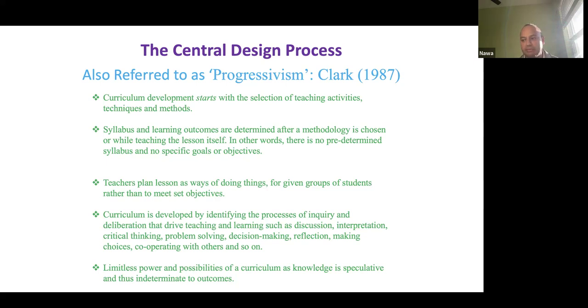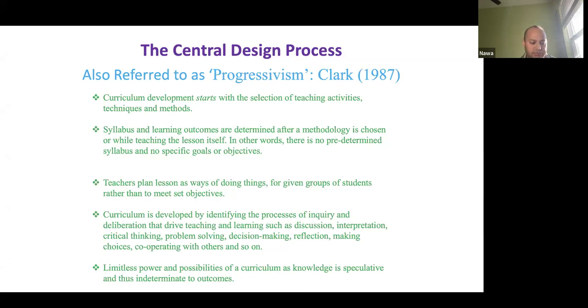That means the contents may be different from student to student, as it really depends on how their learning evolves during the class activities. Now the teacher plans lessons as ways of doing things, not as a way to cover some content or to meet set objectives. This is very engaging for students. I think it has a lot of the techniques that active learning has. Maybe students are involved rigorously in discussions, interpretation, solving problems, self-reflection, and so on.